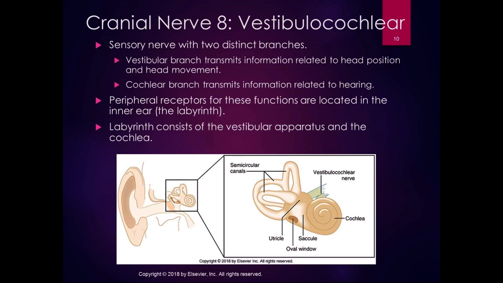The cochlear branch transmits information related to hearing. So the peripheral receptors for these functions are located in the inner ear, also known as the labyrinth. And it consists of the cochlea, which is the snail part, that's dedicated to hearing, and the vestibular apparatus, which is the balance part. So we'll talk more about that in chapter 22.